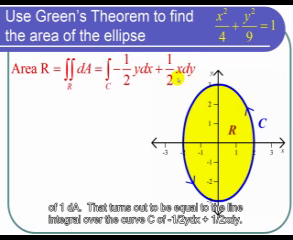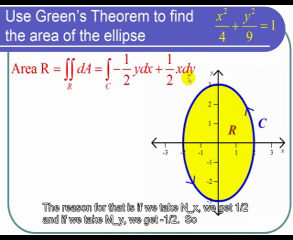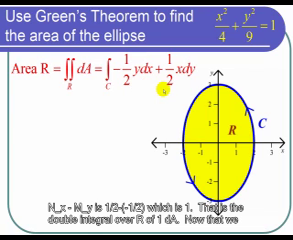plus 1/2 x dy. And the reason for that is if we take N sub x, we get a half. And if we take M sub y, we get negative 1/2. So N sub x minus M sub y is 1/2 minus a negative 1/2, which is 1. And that is a double integral over R of 1 dA.